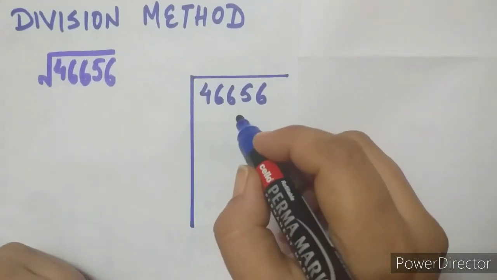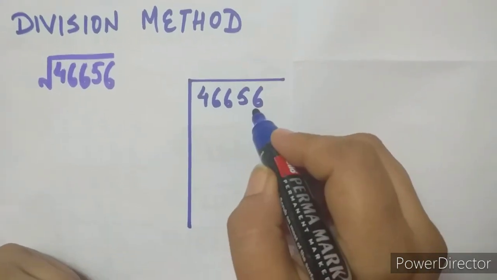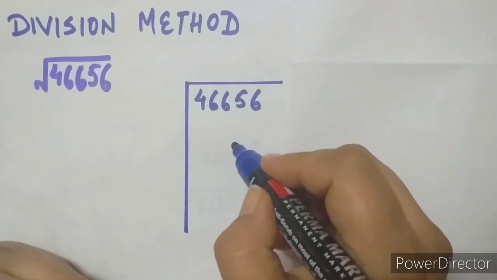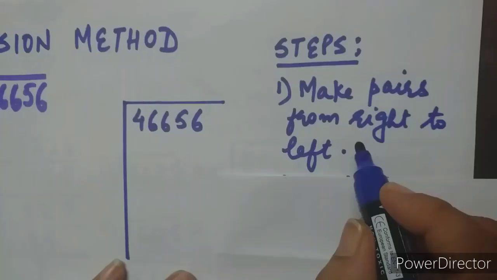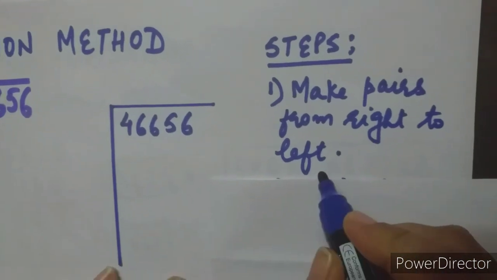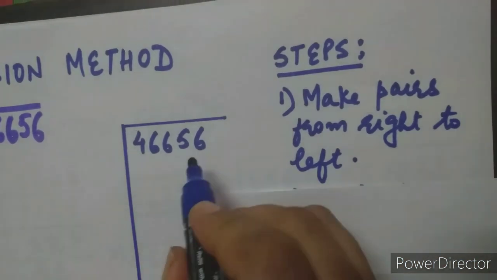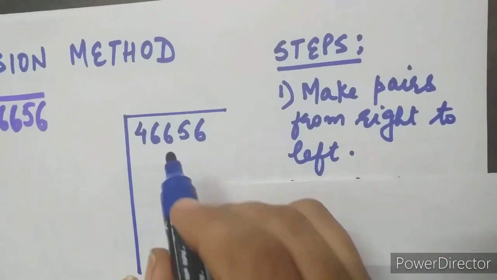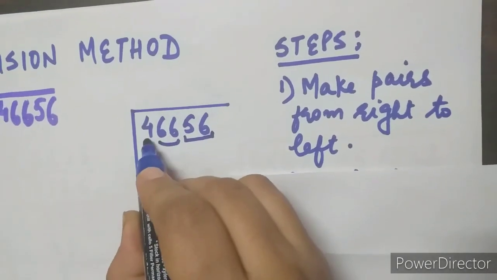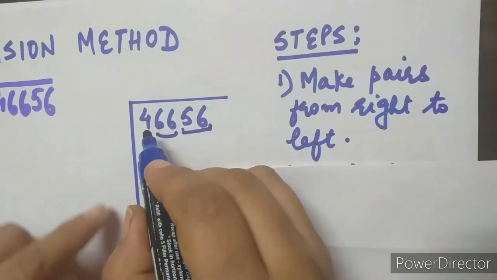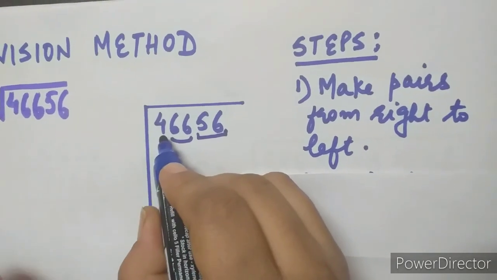So the first step is to make groups of these digits. Now the problem is from where to start the grouping. So remember, the first step is to make pairs from right to left. Right to left is this direction only. So our first pair is this, second pair is this, and the third one remains unpaired, so let it be. If there is one more digit, you can join it with this pair, otherwise let it be alone only.